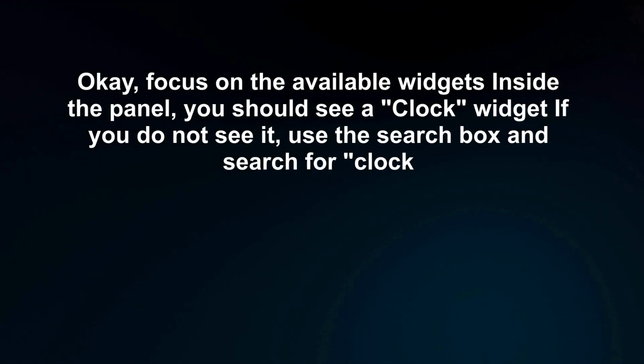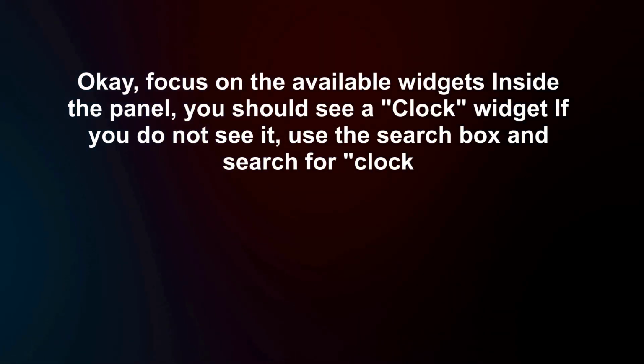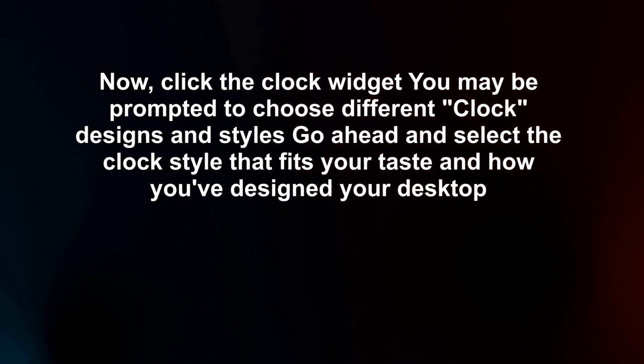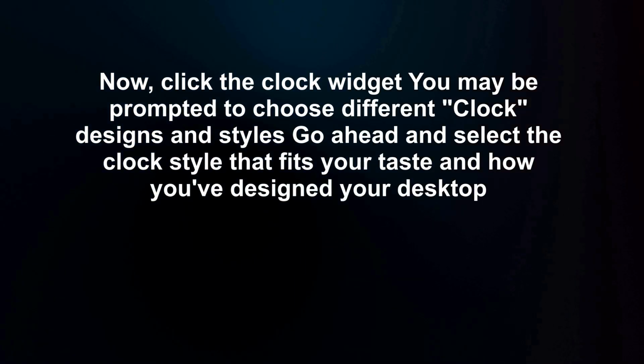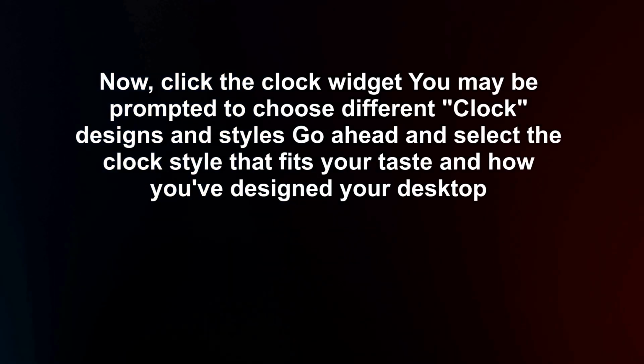Okay, focus on the available widgets inside the panel. You should see a clock widget. If you do not see it, use the search box and search for clock. Now, click the clock widget. You may be prompted to choose different clock designs and styles. Go ahead and select the clock style that fits your taste and how you've designed your desktop.